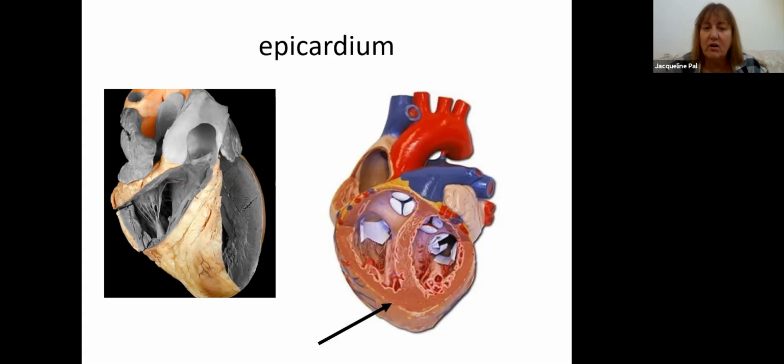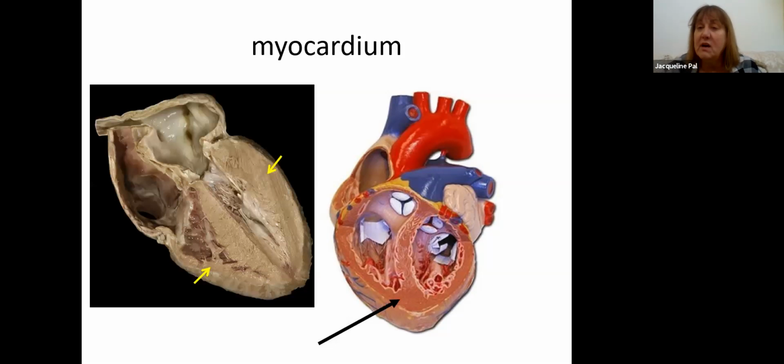Deep to the epicardium, what we're going to have is the muscle of the heart, and that is called the myocardium. And if we continue through the myocardium as far as it can go, you will end up with a chamber of the heart, which is normally filled with blood.